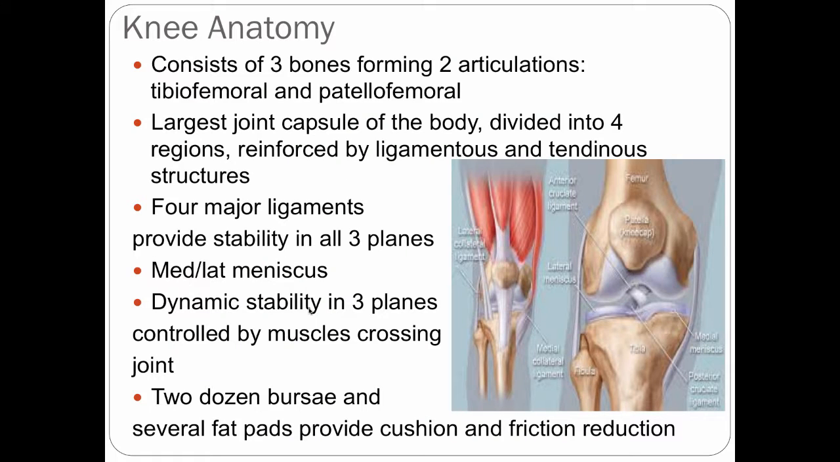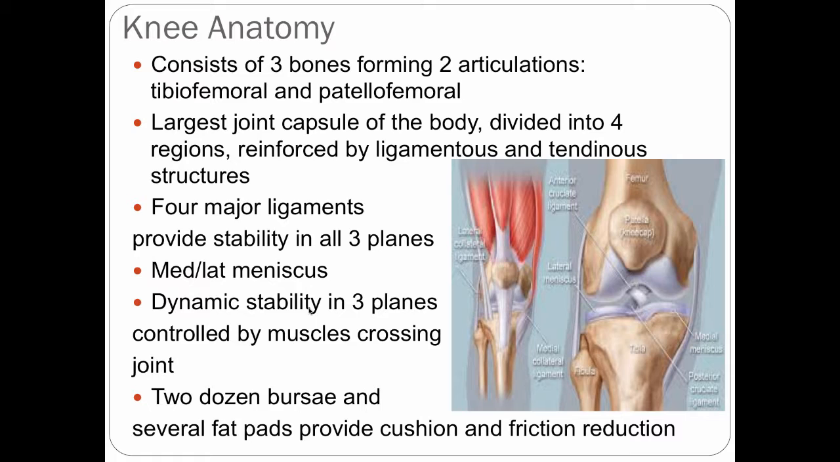So the knee anatomy consists of three bones forming two articulations, the tibiofemoral and the patellofemoral. The largest joint capsule of the body is at the knee. It's divided into four regions and is reinforced by ligaments and tendinous structures. We have four major knee ligaments to provide stability in all three planes.